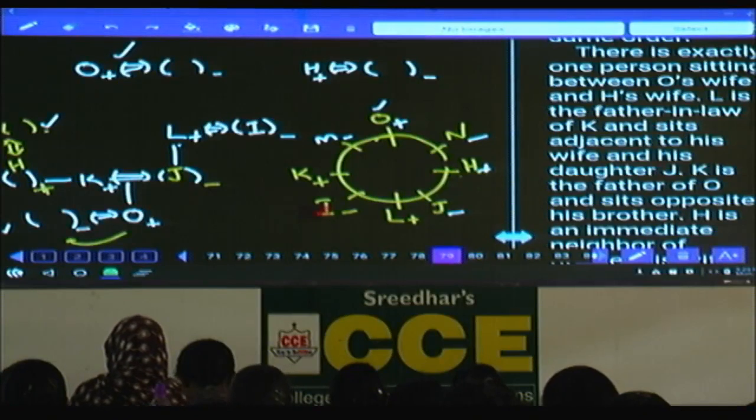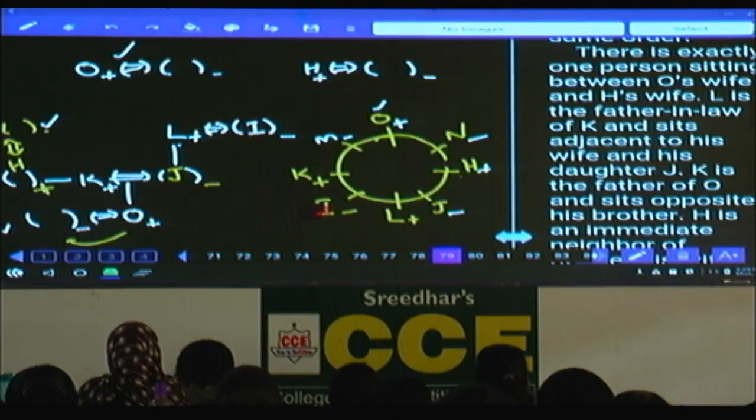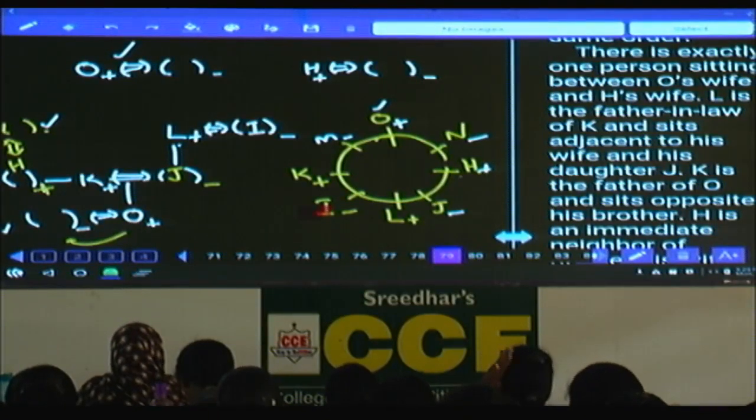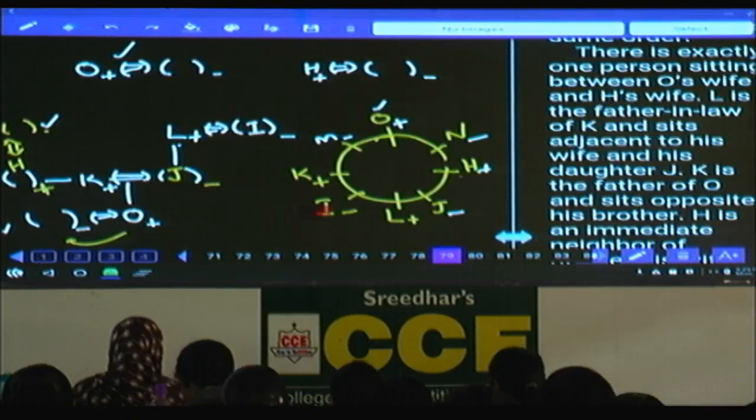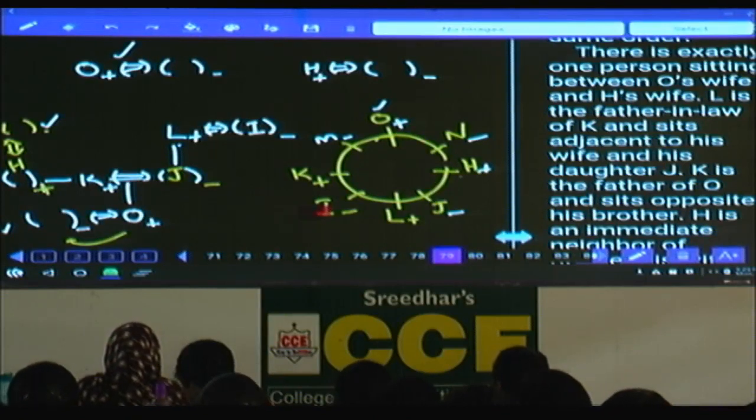K is the father of O and sits opposite his brother. K and H are opposite. H is an immediate neighbor of neither his wife nor I. H cannot be an immediate neighbor of his wife. Hence H cannot be adjacent to N. Here H is adjacent to N.